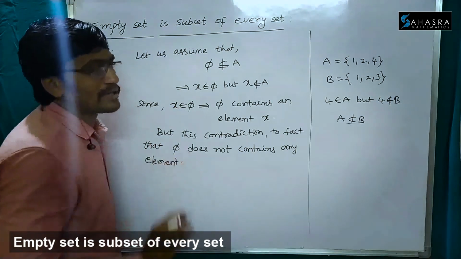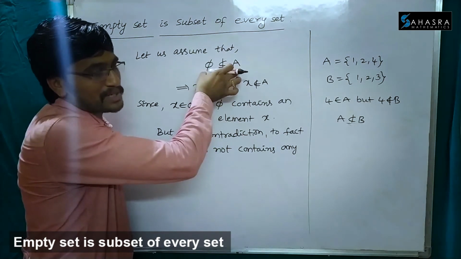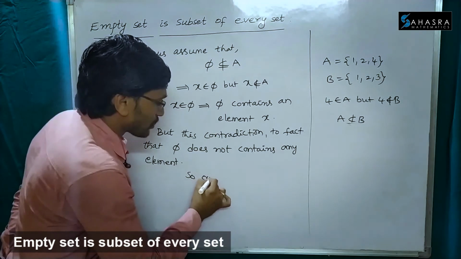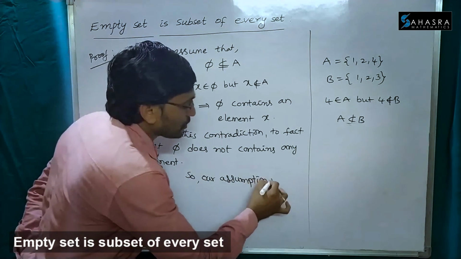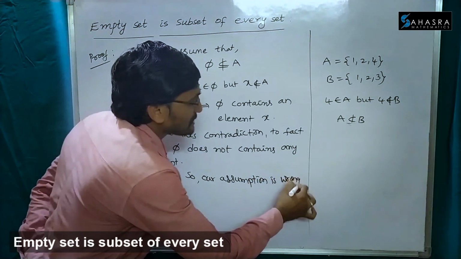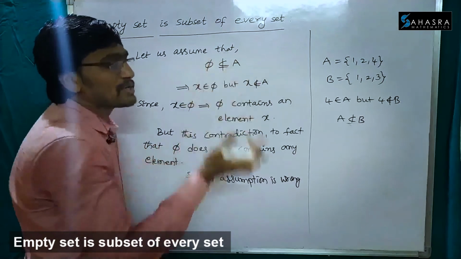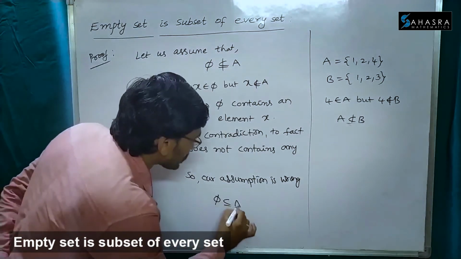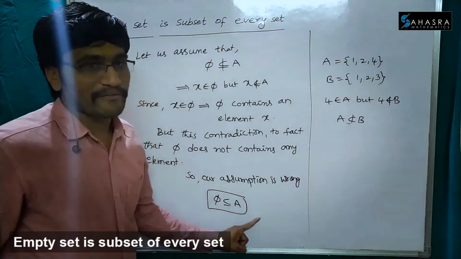Why did we get this contradiction? Because we took the assumption that phi is not a subset of A, and so we got a contradiction. So our assumption is wrong. What is our assumption? Phi is not a subset of A. It is wrong. So phi is a subset of A. Hence, we can say the empty set is a subset of every set.